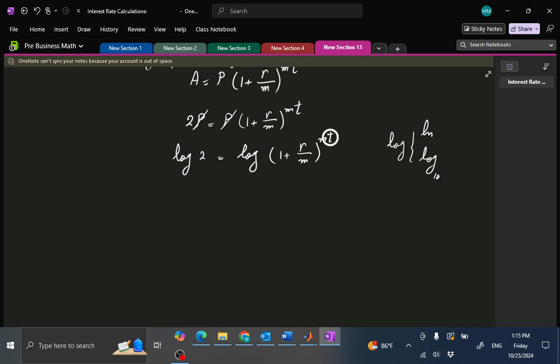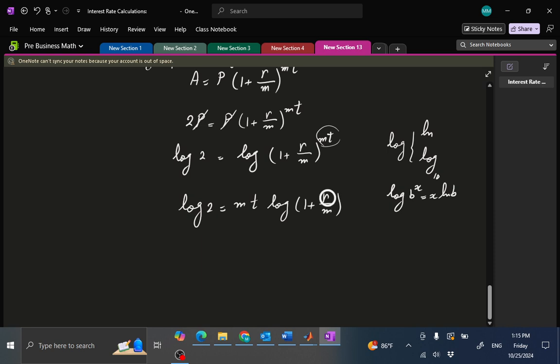Well, one of the rules of logarithm we had was that the logarithm of, say, b to the power of x is x times logarithm of b. So in this case, the exponent comes in front. Logarithm of 2 becomes MT logarithm of 1 plus R over M. Now I didn't put the numbers here just so that we practice using general symbols. That was 6%, that was 4, but it's all the same. So what is T? T is going to be the right hand side, which is logarithm of 2 divided by M logarithm of 1 plus R over M.